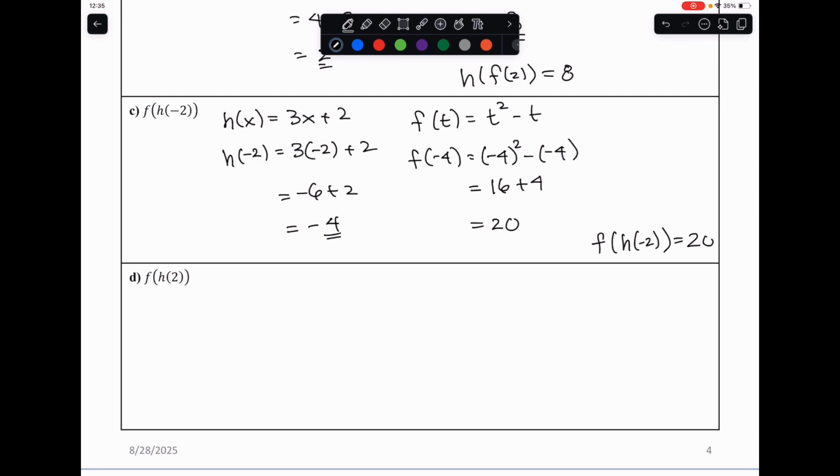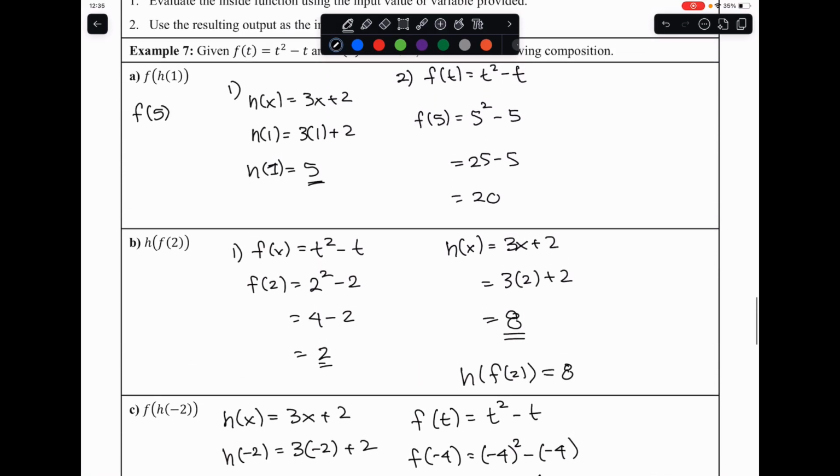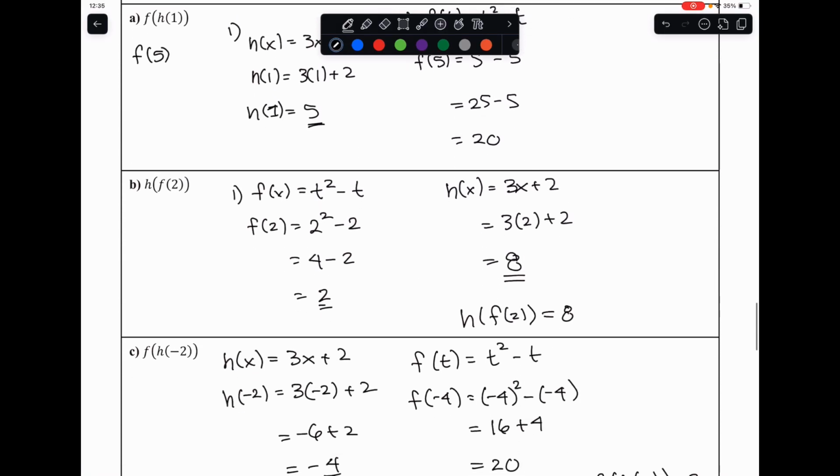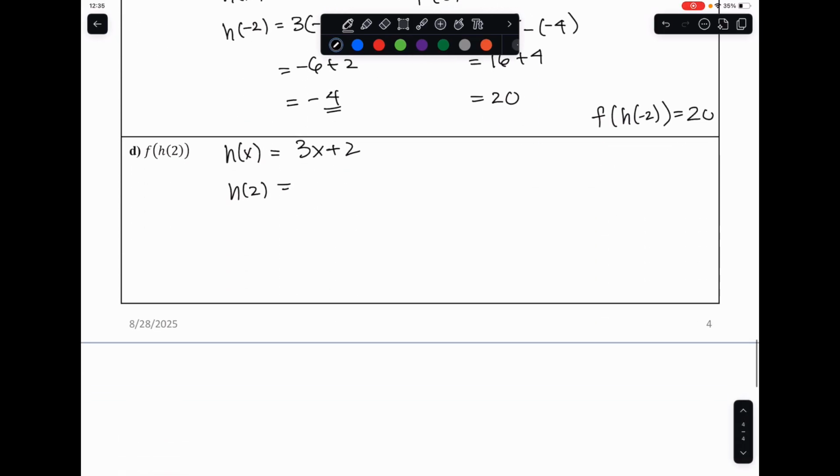And one more time, h of positive 2. So h of x equals 3x plus 2. And I think we already evaluated h of 2 somewhere up here. Where do I have it? Oh, no, I didn't. Oh, yeah, right here. H of 2 is equal to 8. So I know h of 2 is going to equal 8. So I don't have to do that work again.